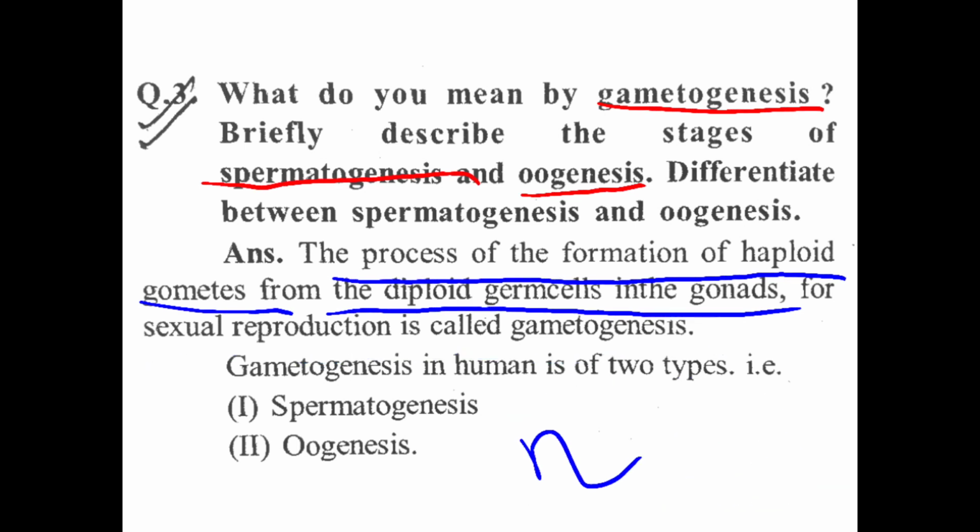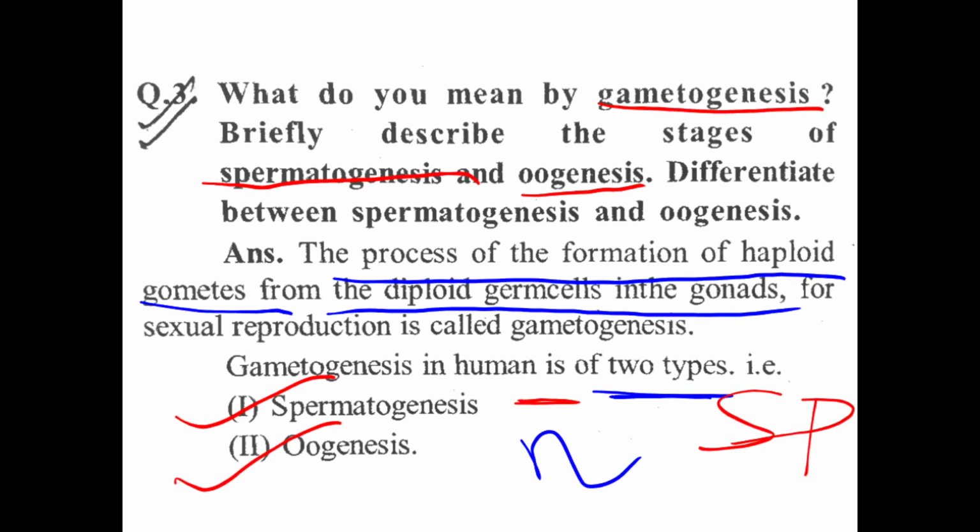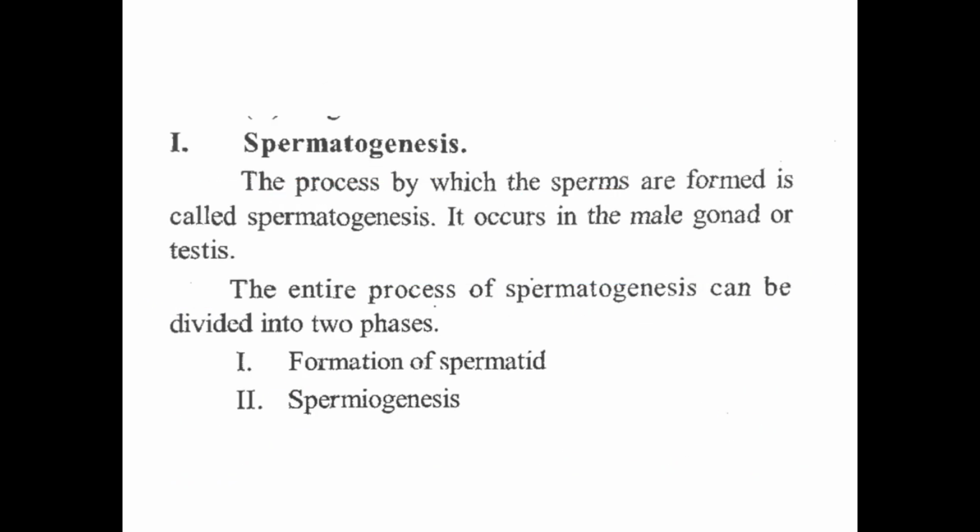Now, the types of gametogenesis. What are the types? Gametogenesis in humans is of two types: spermatogenesis and oogenesis. In spermatogenesis, sperm is formed, and in oogenesis, ovum is formed. Let's see what spermatogenesis is.